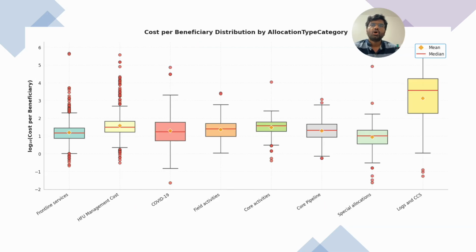Here, we break down cost per beneficiary by allocation type. The medians differ substantially across categories, and so does the spread. For example, logistics heavy or coordination focused categories show higher median costs and wider variability than frontline service delivery.